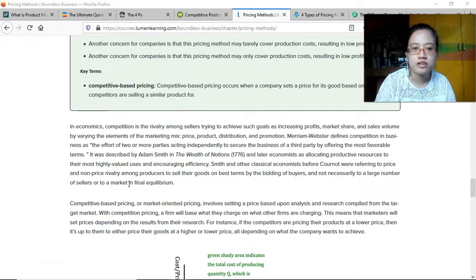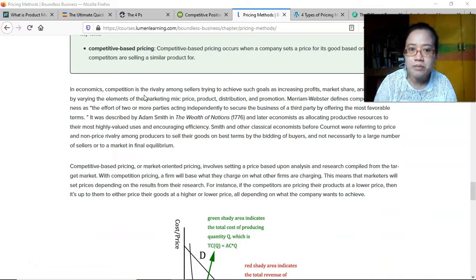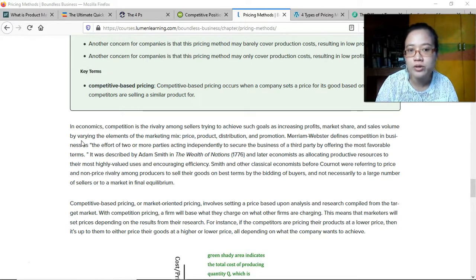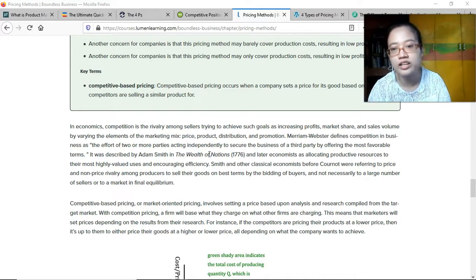In economics, competition is the rivalry among sellers trying to achieve such goals as increasing profits, market share, and sales volume, by varying the elements of the marketing mix: you have the product, price, promotion, and then you have the place or distribution. Merriam-Webster defines competition in business as the effort of two or more parties acting independently to secure the business of a third party by offering the most favorable terms.